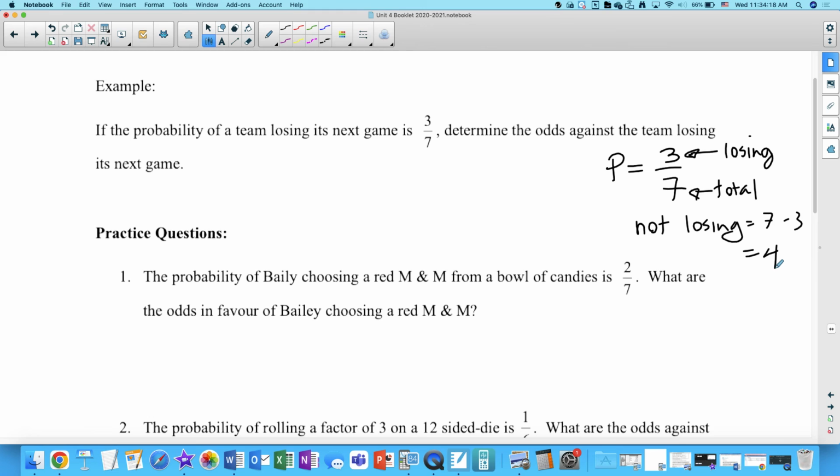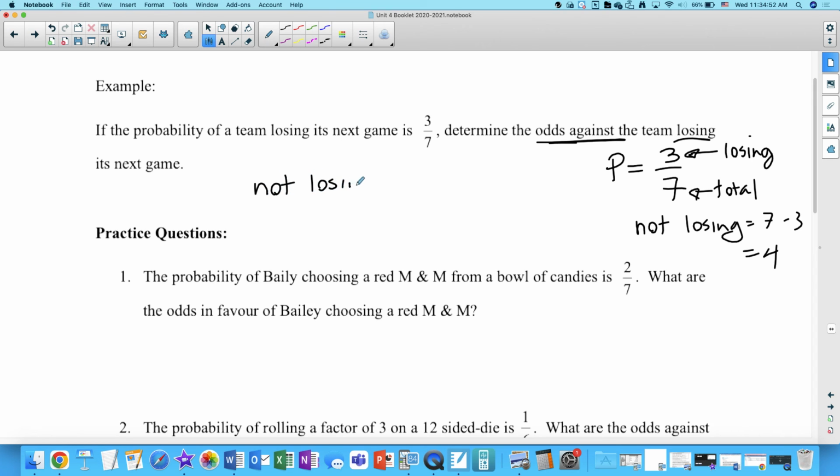Second, probability of a team losing is 3 out of 7. Determine the odds against losing. So when I see odds against losing, before I start putting numbers in, I write odds against losing are not losing to losing. And I write that down first. And that would be 4 to 3.